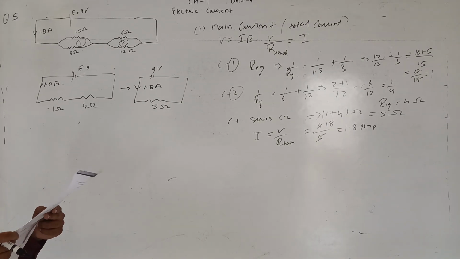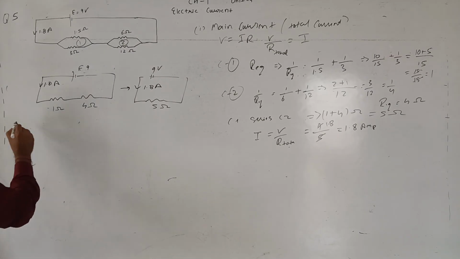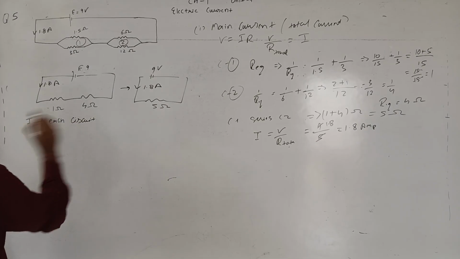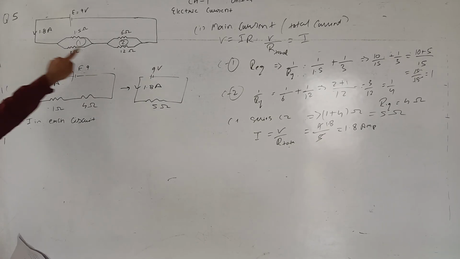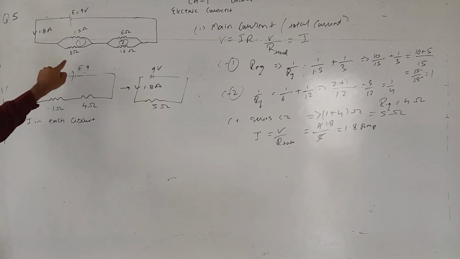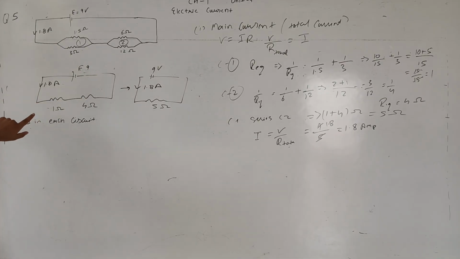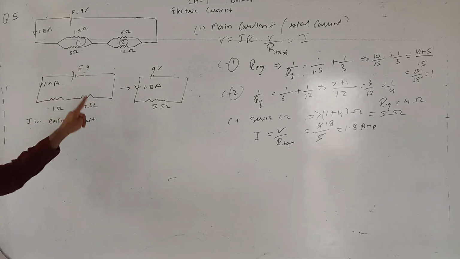Second, we have to find the current in each of the circuits. Current in each circuit. So we have to find the potential drop across each circuit. First we have to find the potential drop. The potential drop across 1.5 and 3 ohm resistance is the same because these are in parallel. Similarly, the potential drop between 6 and 12 is also the same. The equivalent of this resistance is 1 and the equivalent of this is 4 ohm.